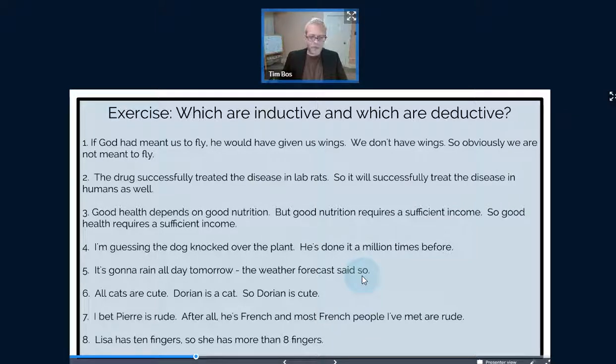But for all that, even if we grant the truth of the premises in 7, the conclusion might still be false. Pierre might be one of those non-rude people that person has met before. Yeah? Okay. So that's what makes it a strong inductive argument, right? But it is not a deductive argument.